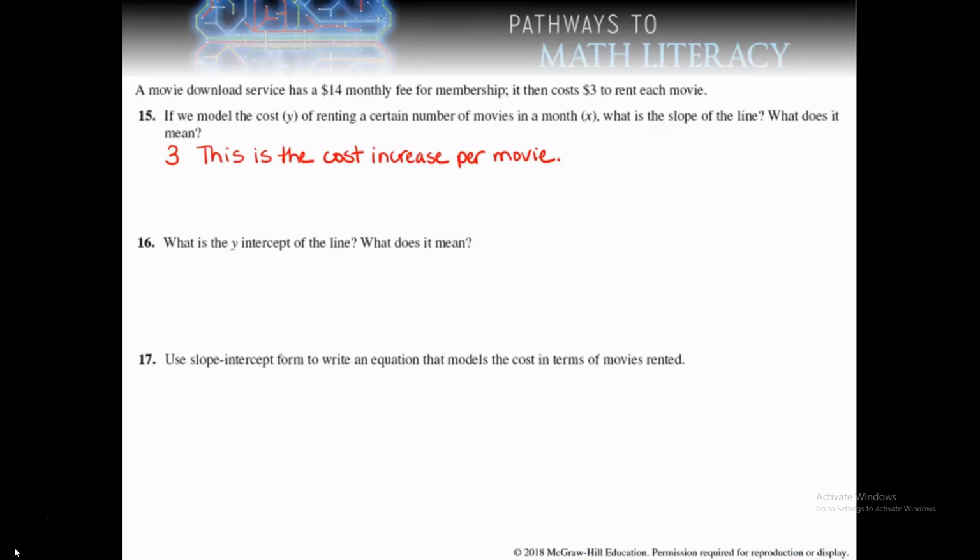And so then in 17, let's put that all together into a slope-intercept form of an equation. Well, that would be y equals mx plus b. So y equals the slope times x, so 3x plus the y-intercept, which is 14. So y equals 3x plus 14.